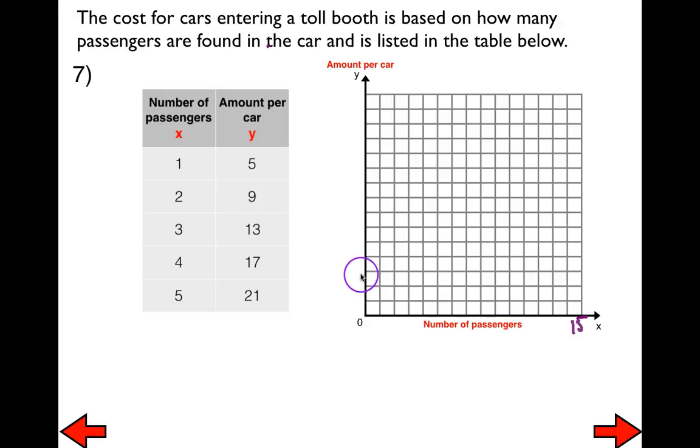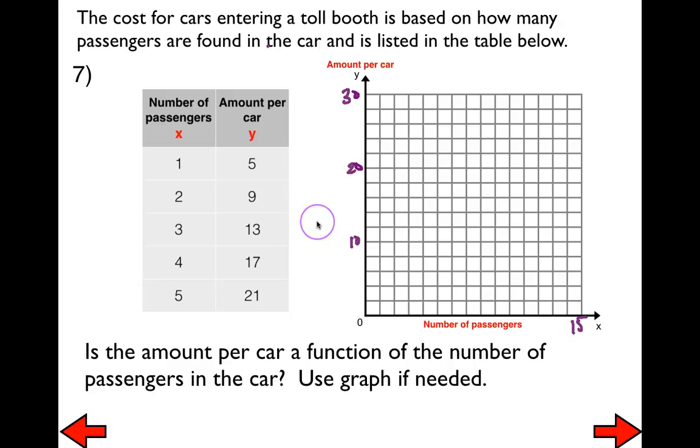So I'm saying 2, 4, 6, 8, 10, 12, 14, 16, 18, and 20, 22, 24, 26. Oh, I'm not consistent there. Let's try that again. 12, 14, 16, 18, 20, 22, 24, 26, 28, 30. There you go. So I'm going to go ahead and graph this because they're going to be asking me, is it a function? Is the amount per car a function to the number of passengers in the car?